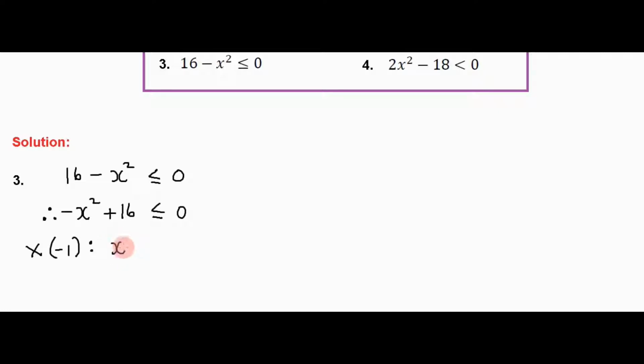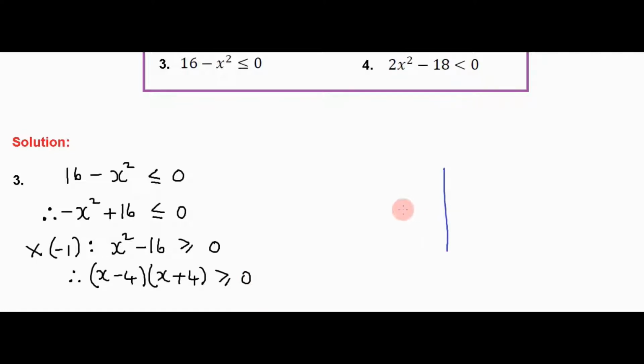So we end up with x squared minus 16. And since we are multiplying through by a negative number, the inequality will switch around. So now we have a nice difference of squares here, which we can factorize as such. So it's going to be x minus 4 times x plus 4 greater than or equal to 0. We can now draw a parabola. So we're going to draw the parabola y equals x squared minus 16.